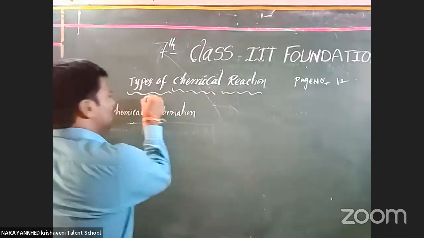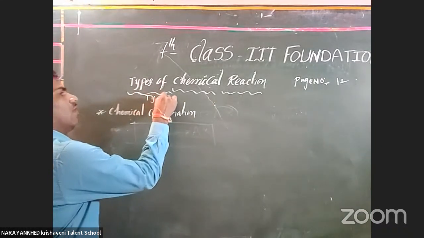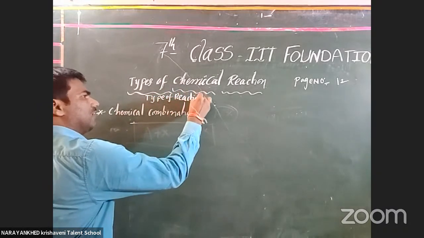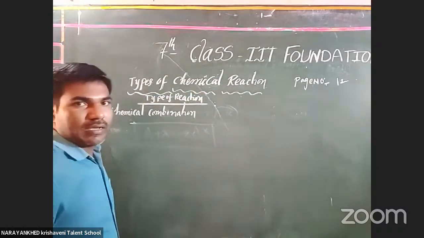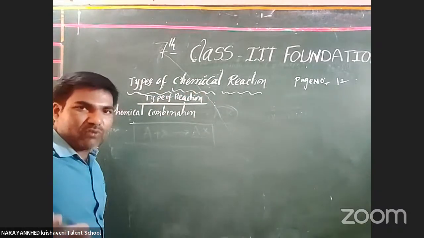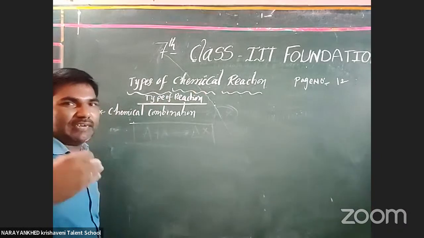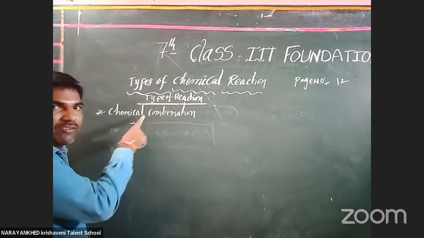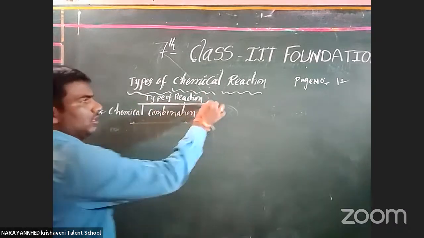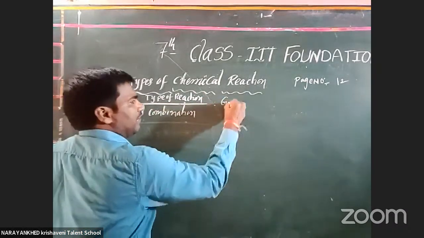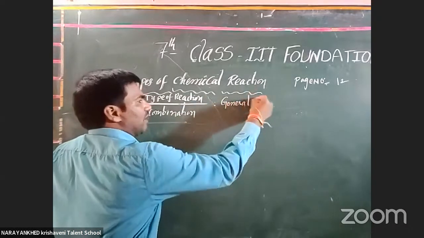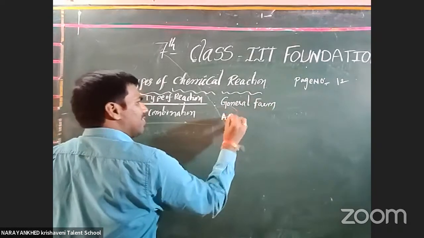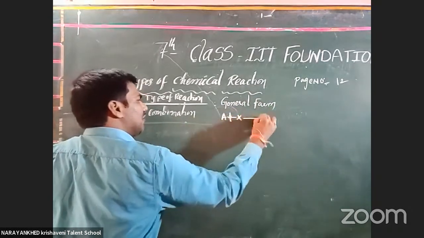I want to write here at last. It is a type of reaction. If it does not appear when I announce it, please write it. Type of reaction: chemical combination. Okay. General form, very, very important here. What is the general form? A plus X gives rise to AX.